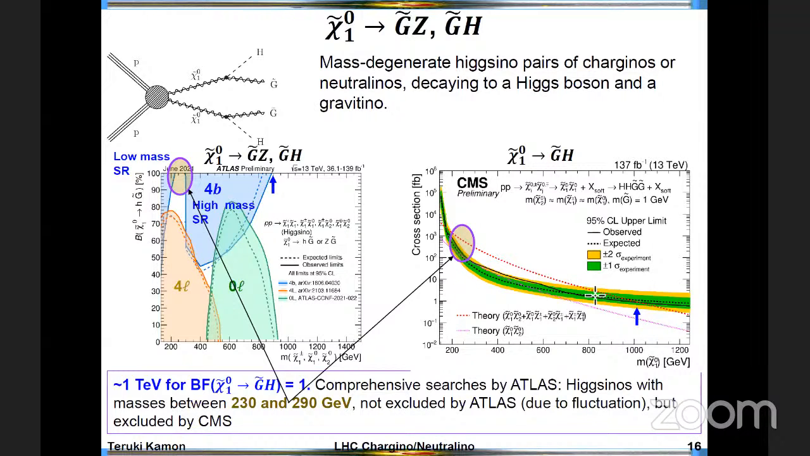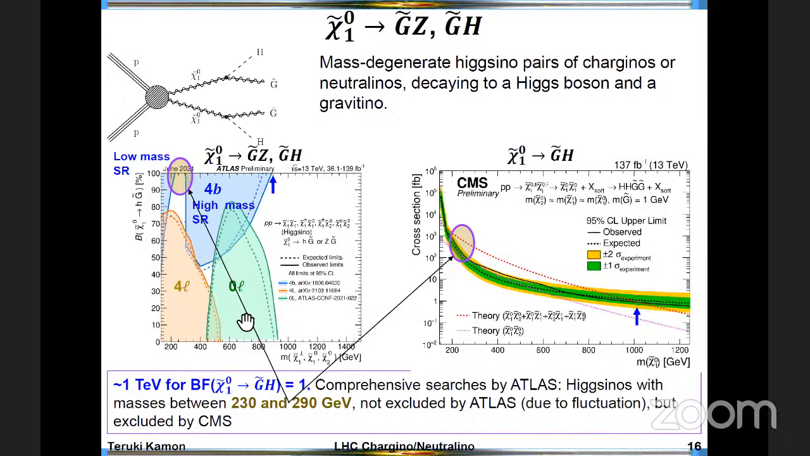Now, in the case of the gravitino LSP, you can look for Z and Higgs, and the case of mass generating signal, and this limit is shown with ATLAS on the left and CMS on the right. ATLAS made a comprehensive search for the b-bbar final state and two or more leptons, covering the mass and the branching fraction, so they cover a large area. And CMS has the Higgs final state and sets a limit around 1 TeV for a branching fraction to gravitino Higgs of 1.